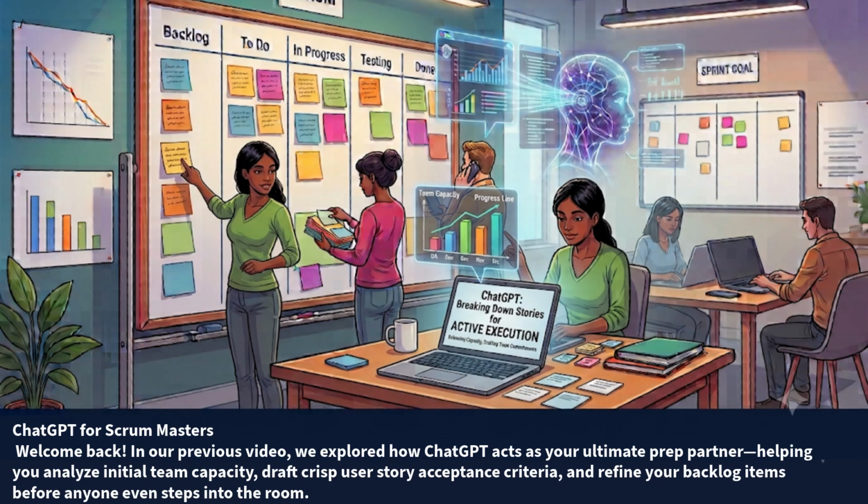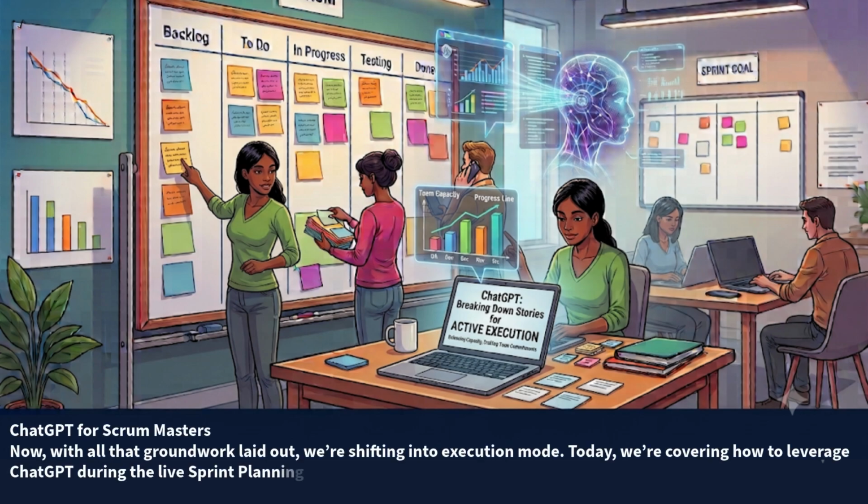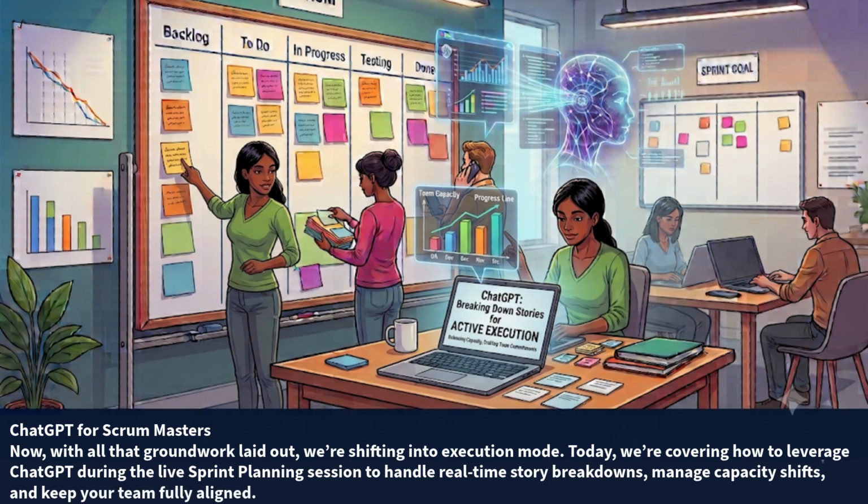Welcome back. In our previous video, we explored how ChatGPT acts as your ultimate prep partner, helping you analyze initial team capacity, draft crisp user story acceptance criteria, and refine your backlog items before anyone even steps into the room. Now, with all that groundwork laid out, we're shifting into execution mode. Today, we're covering how to leverage ChatGPT during the live sprint planning session to handle real time story breakdowns, manage capacity shifts, and keep your team fully aligned.